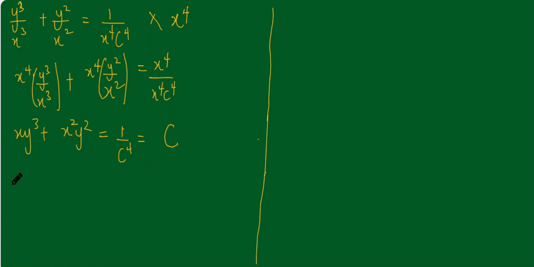So we can factorize xy squared. We have xy squared into brackets (y plus x) is equal to C. And with this, we have our solution of the differential equation (y squared plus 2xy) dx plus (2x squared plus 3xy) dy is equal to 0.